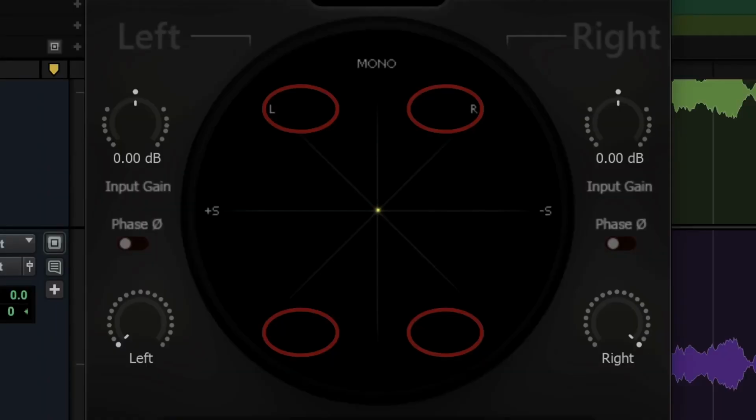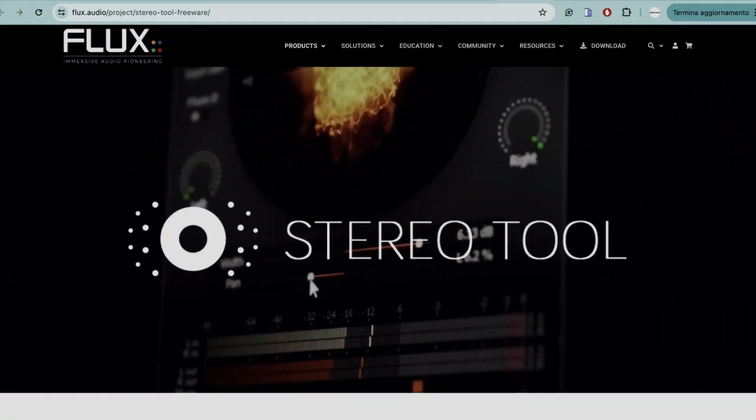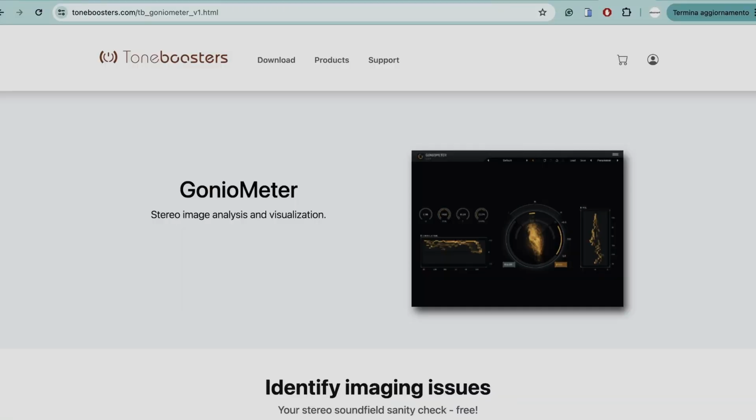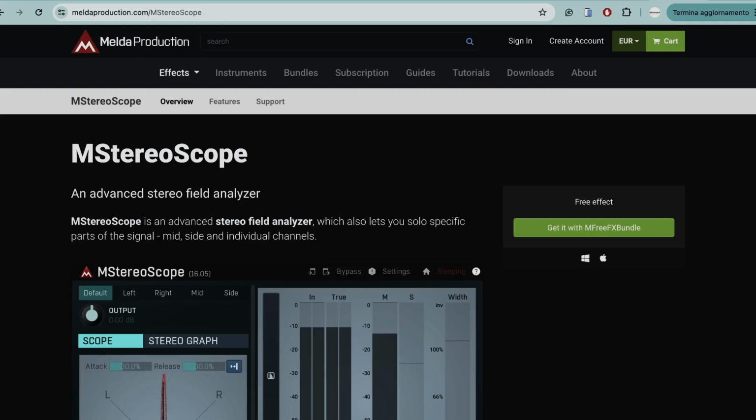Furthermore, a graph that shows a lot of activity in these areas indicates that there are many signals with high intensity at the edges of the stereo field. Even if they are generally in phase, when summed to mono, as we've seen, their level is halved, heavily altering the balance of the mix. Some free plugins are Stereo Tool by Flux, Goniometer by Tone Boosters, or M_Stereoscope by Melda Production. Let's see how the Lissajous figure appears in some finished commercial products with different characteristics.